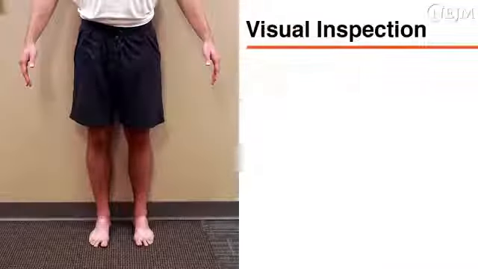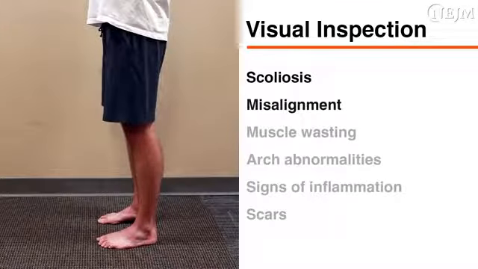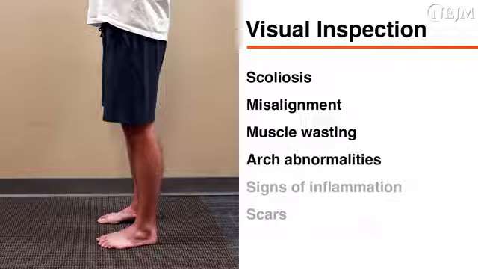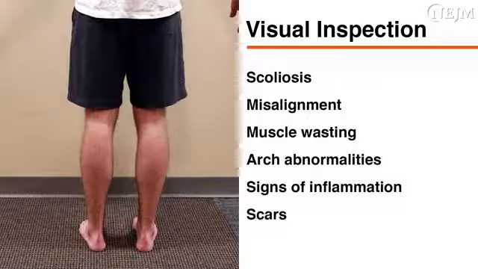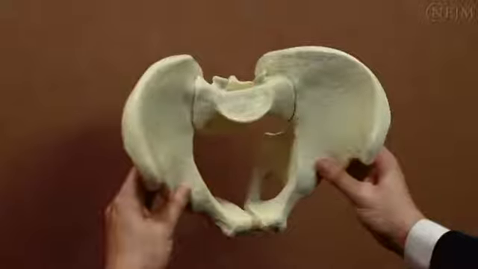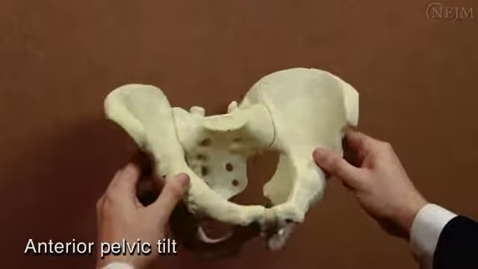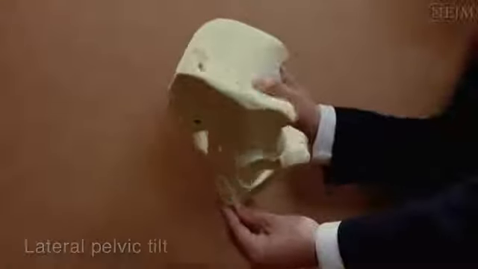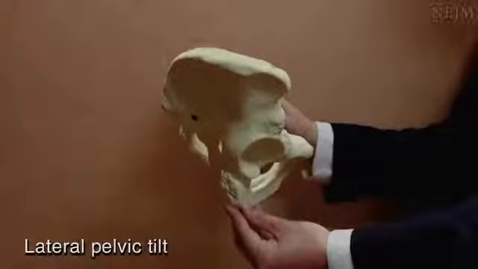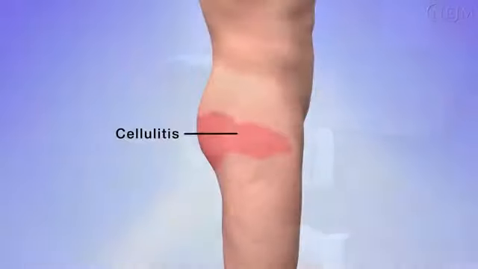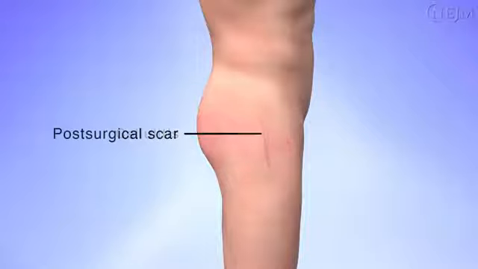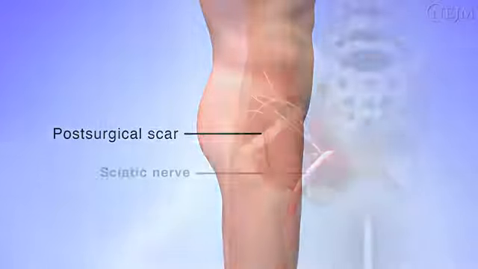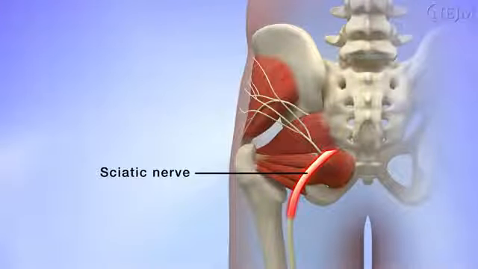Perform a visual inspection of the patient from the front, from each side, and from the back, noting scoliosis, misalignment, muscle wasting, arch abnormalities, signs of inflammation, and scars. Patients with muscle imbalances or postural insufficiency may present with the pelvis tilted in an anterior-posterior direction or on a lateral axis. Hip tilt is often associated with lower back pain. Skin inflammation and redness may indicate an infection such as cellulitis. Scars may be a sign of previous surgery or trauma. Muscle atrophy may represent neurologic impairment or injury.